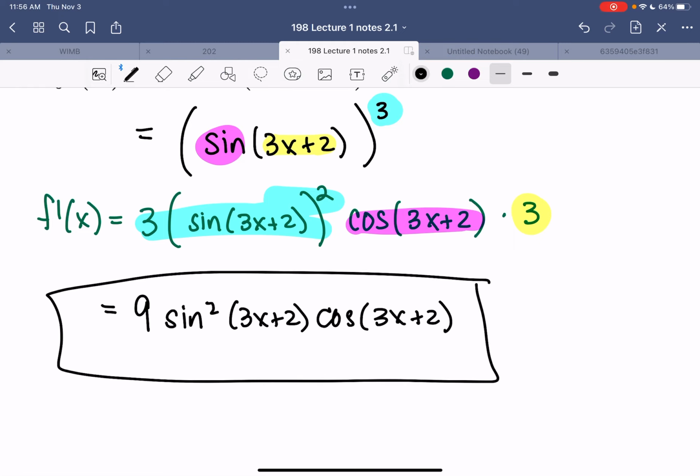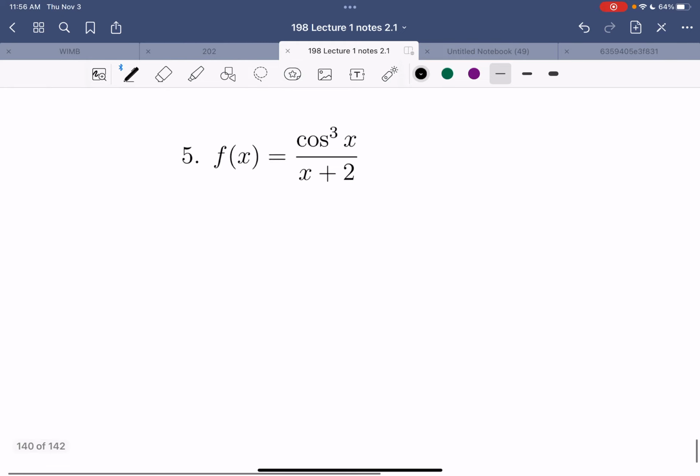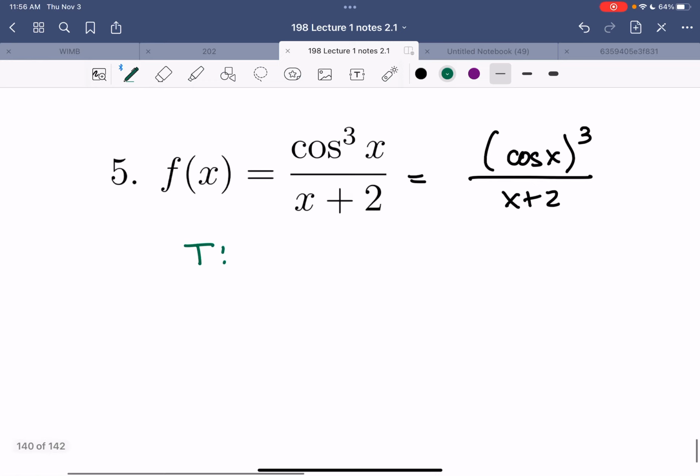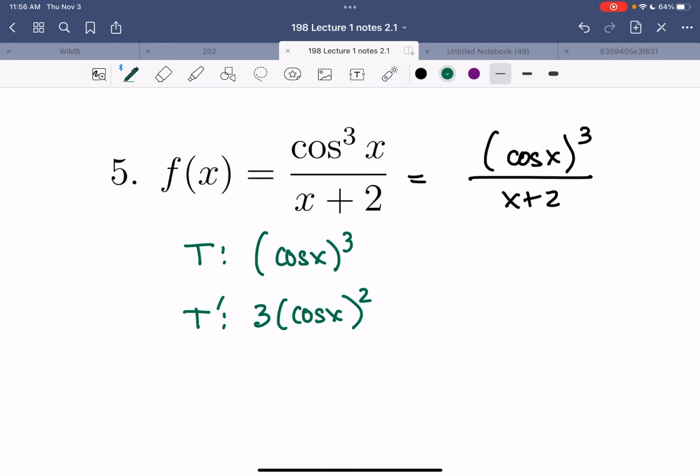Final answer. And then lastly, you have a quotient. So in this case, I would rewrite this again as the cosine of x cubed over x plus 2. Not everything is to the same power, so you're going to have a top and a bottom. So my top is the cosine x cubed. To find its derivative, we use chain rule. So bring down your 3, keep your cosine x, new exponent is 2, times derivative of cosine is negative sine. For the bottom, you have x plus 2, and its derivative is 1.